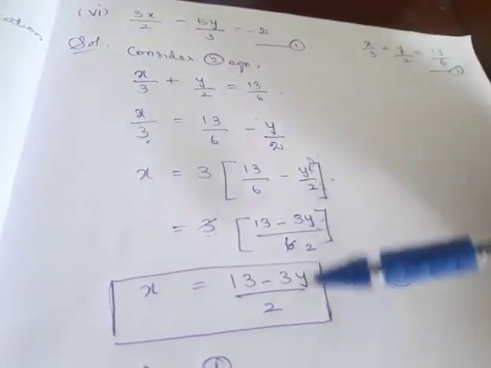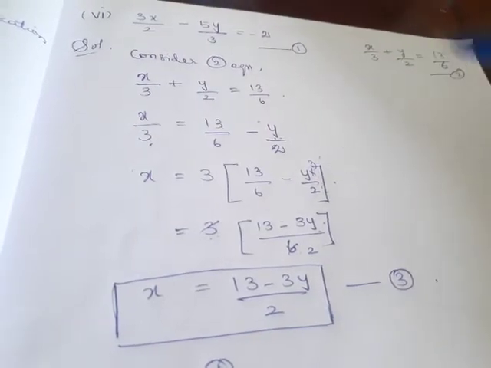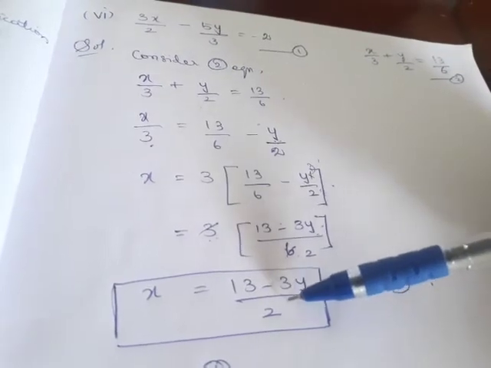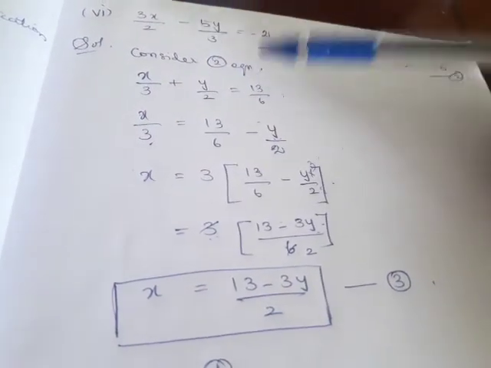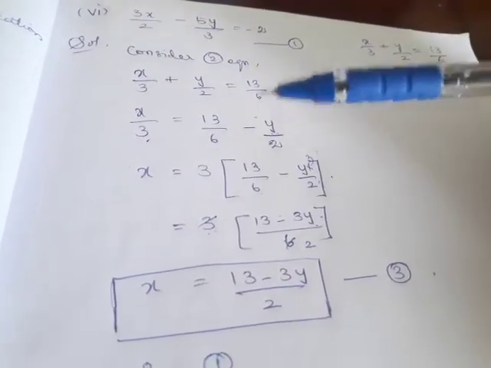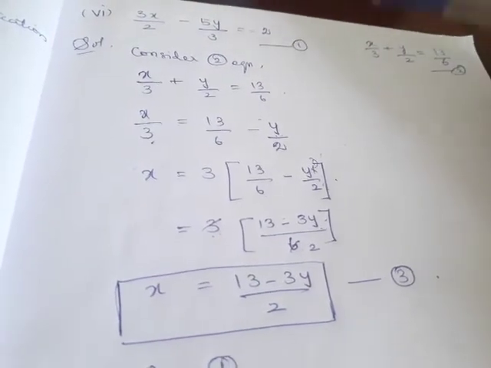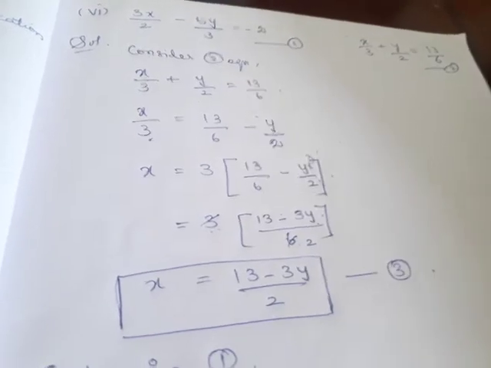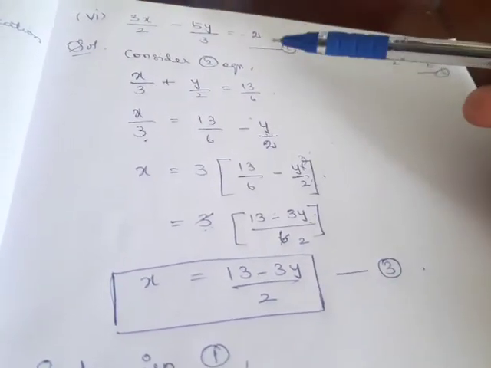Now we derived the value of x from the second equation. I named it as third. Now what are we going to do? We are going to substitute the value of x in our first equation. Kindly remember this. You should not substitute in the same equation. If you substitute in the same equation, the equation will get satisfied. You won't get the answer. So substitute in the other equation. So we are going to substitute in the first equation.